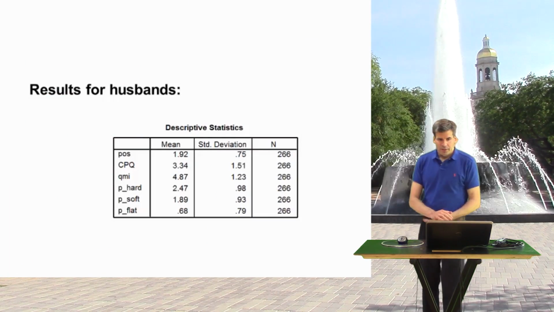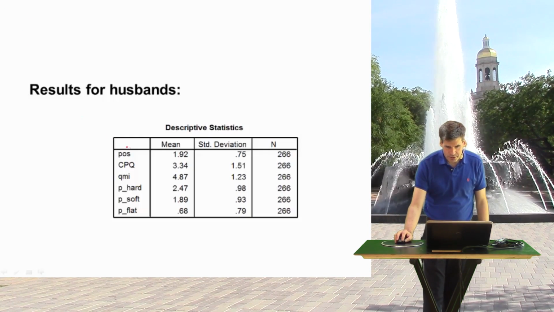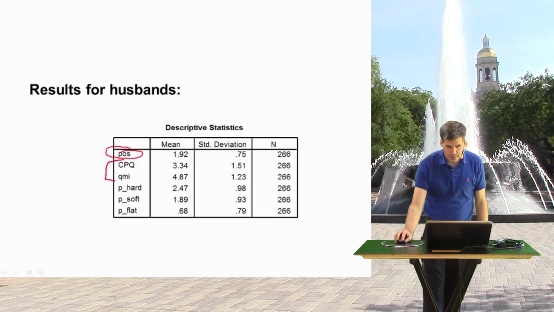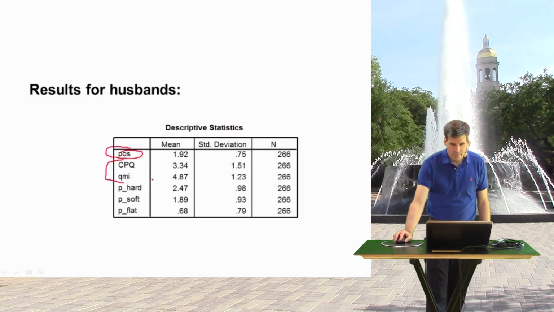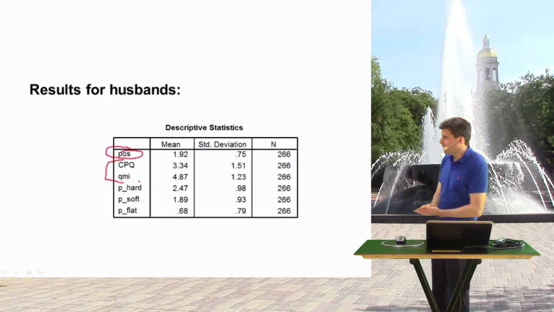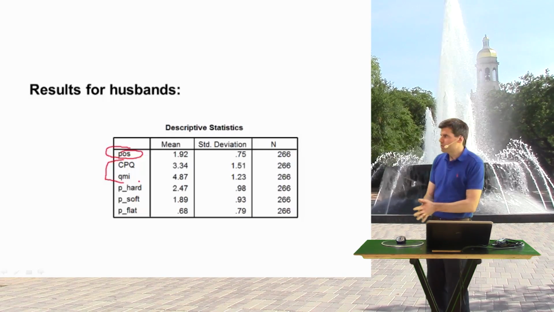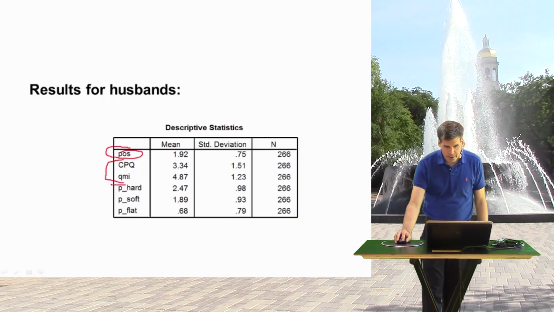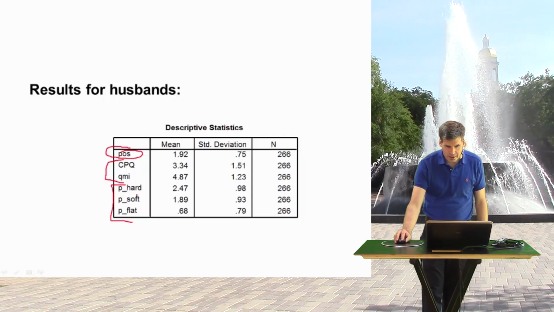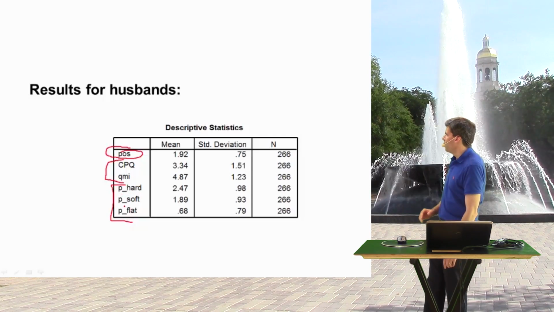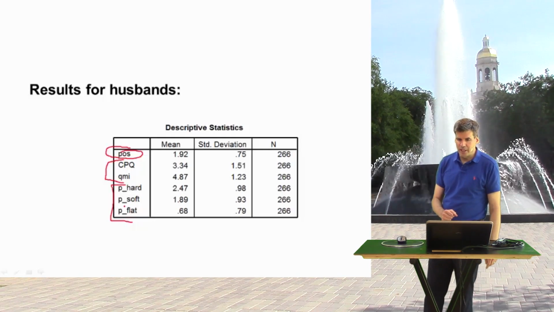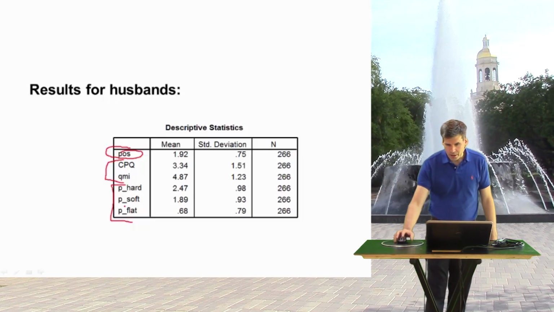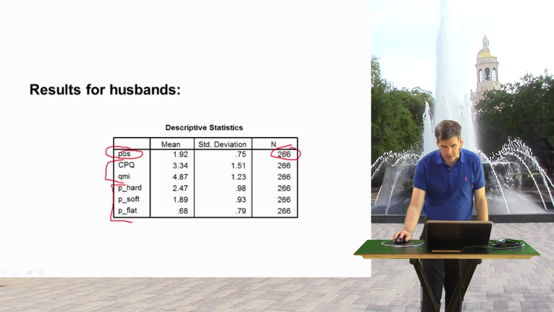Here are results for husbands. Our outcome variable is called POS, which stands for positive communication. Our 2 block 1 control variables are CPQ, the Communication Patterns Questionnaire, which is the general measure of relationship conflict, and QMI, the Quality Marriage Index, which is a measure of relationship satisfaction. Then we have our 3 emotion variables. P hard stands for partner hard emotion, P soft stands for partner soft emotion, and P flat is partner flat emotion. Here are the means and standard deviations for all of our variables for husbands. Altogether, we have 266 husbands in our sample.